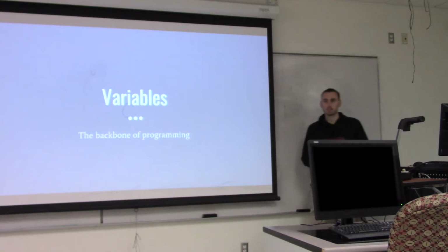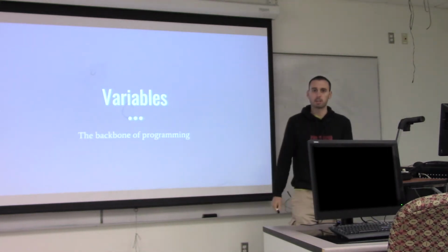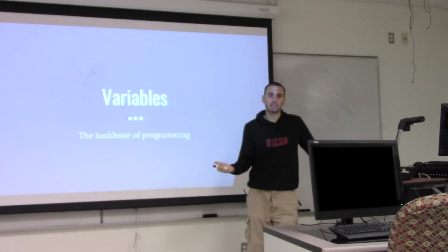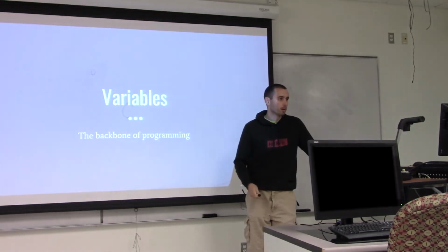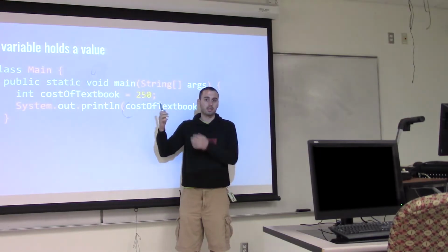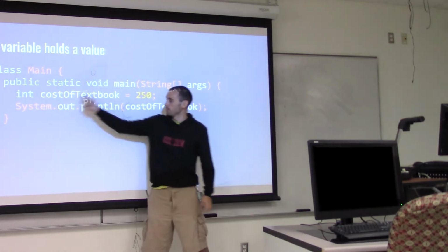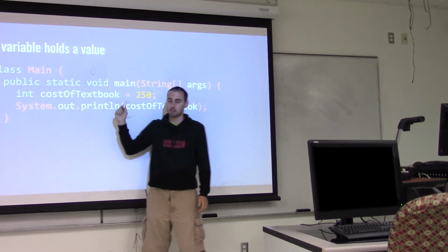So today we are going to talk about variables. Basically how you make your program dynamic, how you react to things, how you can take input from anywhere. So what are variables? A variable is a thing that holds a value. First one we have here is going to be the cost of a textbook, which is $250.